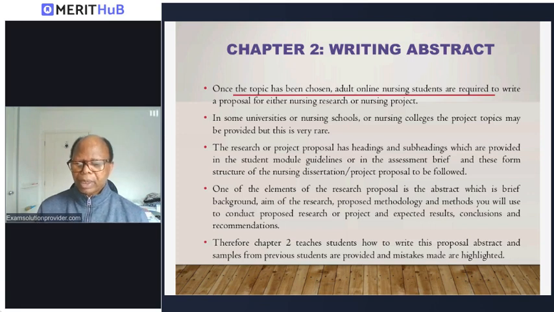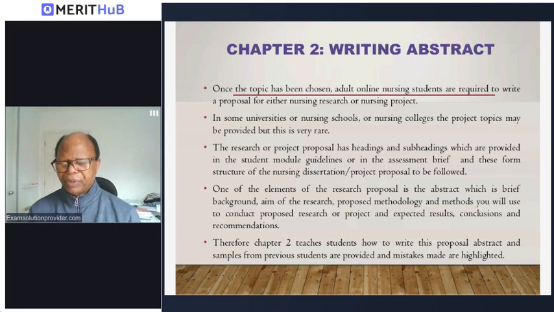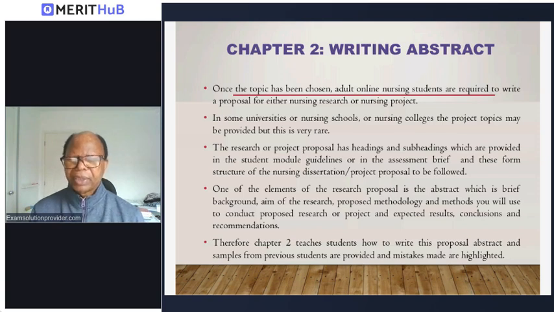Okay. Right. Again, you have got a number of samples from previous students, and you can read the mistakes they have made. And then there is feedback which is provided to correct them. And then through that, you gain the knowledge of how to write the abstract of the proposal and which mistakes to avoid. Yeah, so that will improve the quality of your abstract of your proposal. Okay.